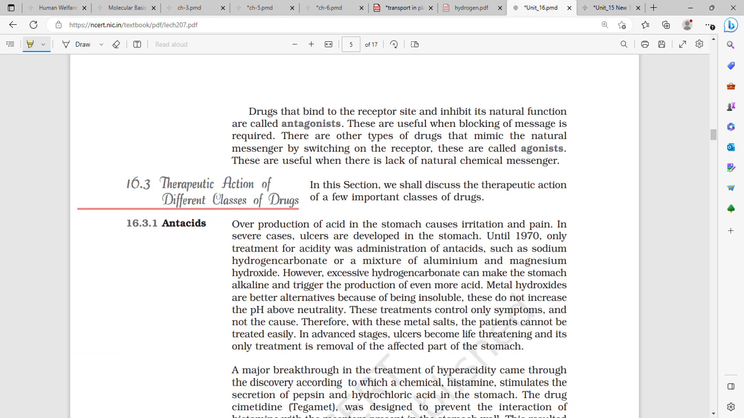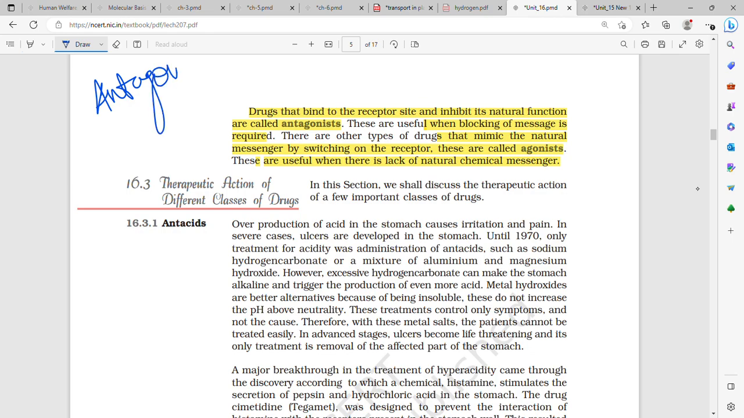Drugs that bind to the receptor site and inhibit its natural function are called antagonists, and they are useful when blocking of message is required. There are other types of drugs that mimic the natural messenger by switching on the receptor. These are called agonists. They are useful when there is a lack of natural chemical messenger.